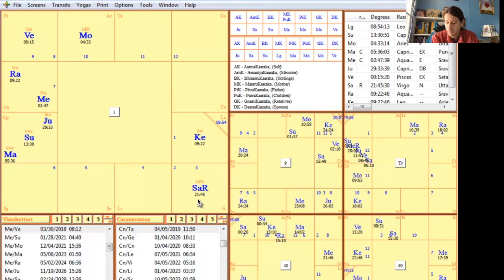Or you could say that this is an interchange. I'm sorry, I didn't say that. This is a Parivartana Yoga interchange. The seventh lord is in the second. The second lord is in the seventh. I meant to say that earlier. I'm sorry.